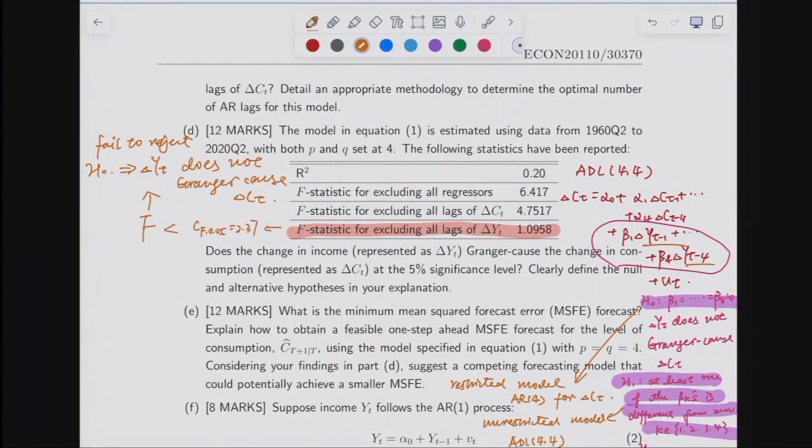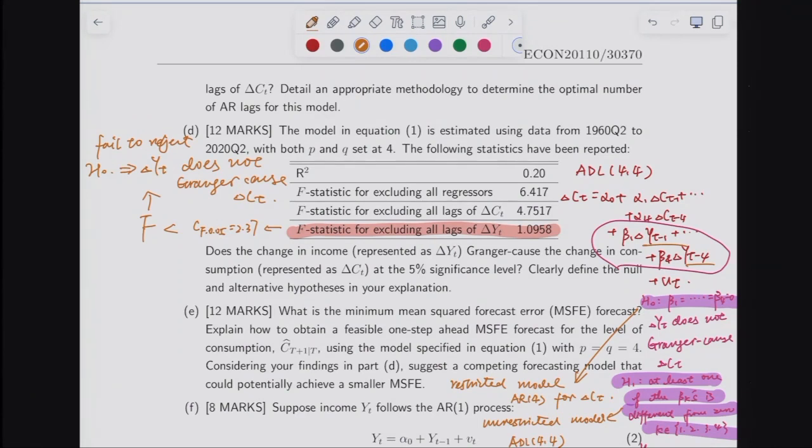Sorry, I can't really hear you. Why don't we use the second one? Because that's kind of what we explained from the very beginning. Should we exclude all the regressors? No, the second one. You mean this one? Yeah. Why should we exclude lags of the delta C_t?